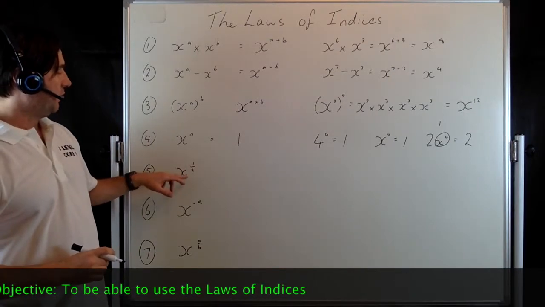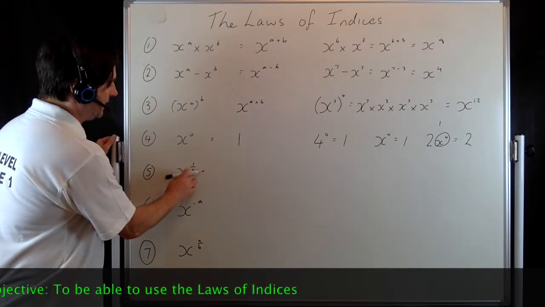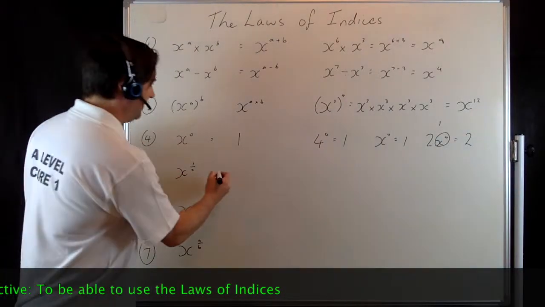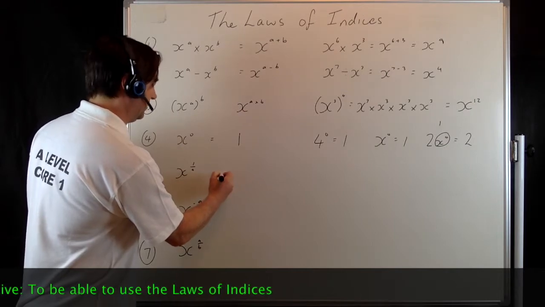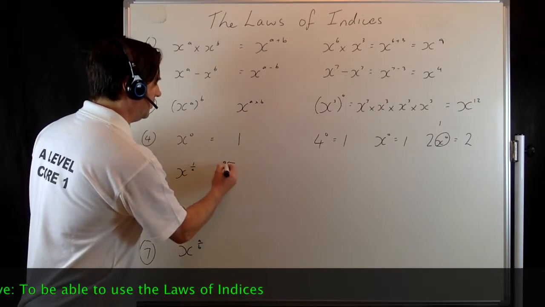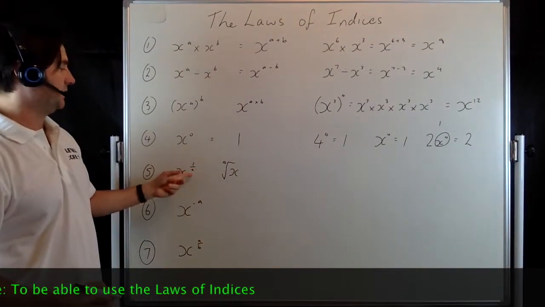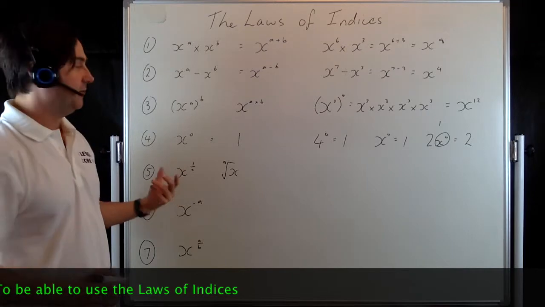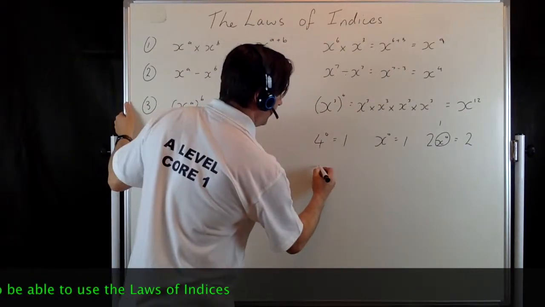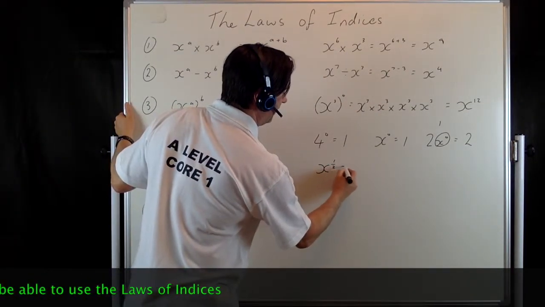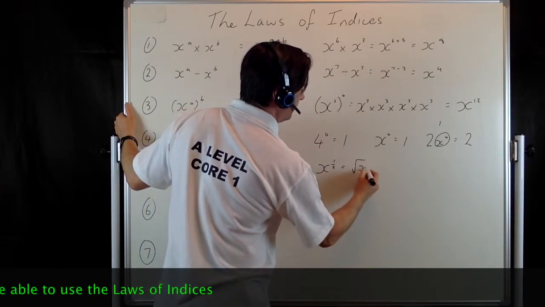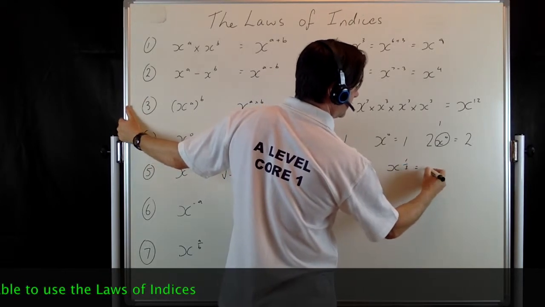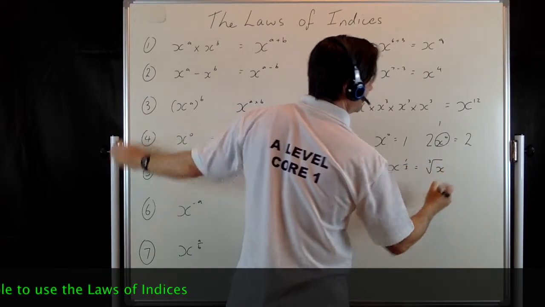Next one, x to the 1 over a. Now, if you've got x to the 1 over a, that is basically the square root if that was a 2, the cube root if that was a 3, the fourth root if that was a 4, and so on. So for example, if you have x to the half, that's the same as the square root of x. If you had x to the third, that's the same as the cube root of x, and so on.